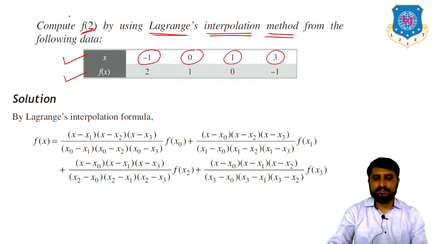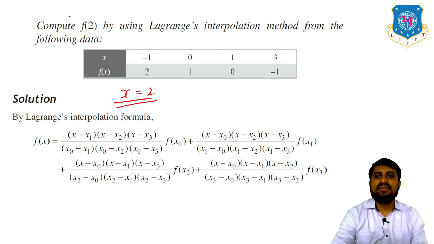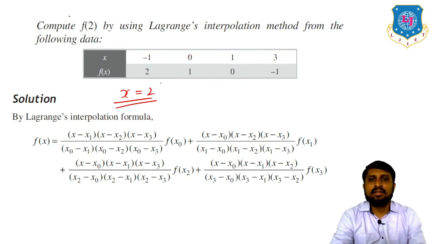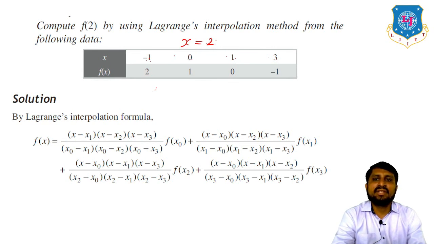Here, x is equal to 2. So in the numerator we first have 2 minus 0, 2 minus 1. I'll write it here so you can easily understand. Here x is equal to 2, so 2 minus 0, 2 minus 1, 2 minus 3 upon minus 1 minus 0, minus 1 minus 1, minus 1 minus 3, into 2. Now what is your second term? The second term is 2 minus minus 1, 2 minus 1, 2 minus 3, and in the denominator we have 0 minus minus 1, 0 minus 1, 0 minus 3, into y1.